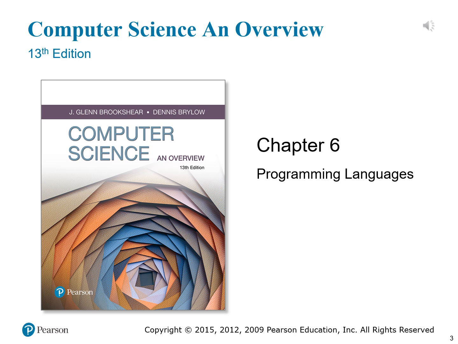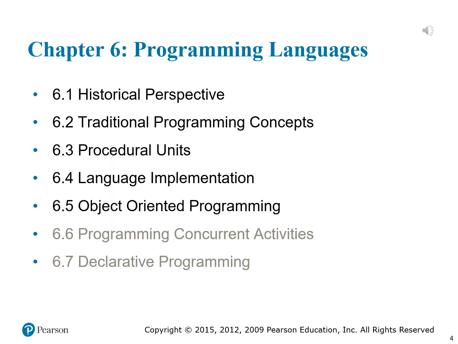We will be covering Chapter 6 from Brookshear's book, Computer Science: An Overview. From Chapter 6, we will be covering just the first 5 sections. We are not going to cover the latter two, 6.6 and 6.7. They are mentioned in light gray color here, although I do encourage you to read through those sections to have a better understanding.